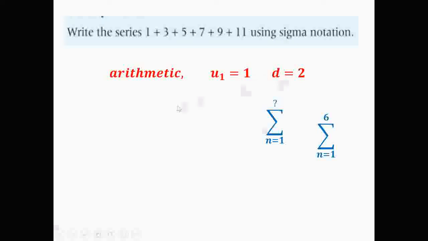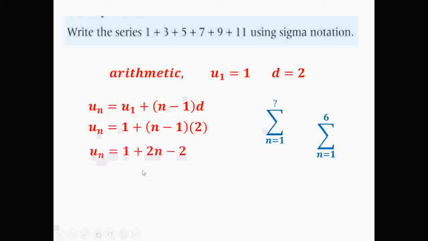So if we have u1 and d, we can use the un rule to create a general rule for this arithmetic sequence. What is it? So un equals like this, right? Put in u1, put in your d value. Maybe simplify this by multiplying both of these by 2. And you get that, there it is, 2n minus 1. So therefore, our sigma notation for this one should be n values 1 to 6, and then this rule, because that rule produces these values. As simple as that.